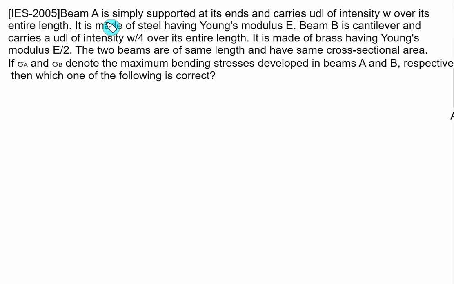A beam A is simply supported at its ends and carries a UDL of intensity W over its entire length. It is made up of steel having a Young's modulus equal to E. Beam B is a cantilever and carries a UDL of intensity W by 4 over its entire length. It is made up of brass having a Young's modulus of E by 2. The two beams are of the same length and they have the same cross-sectional area.